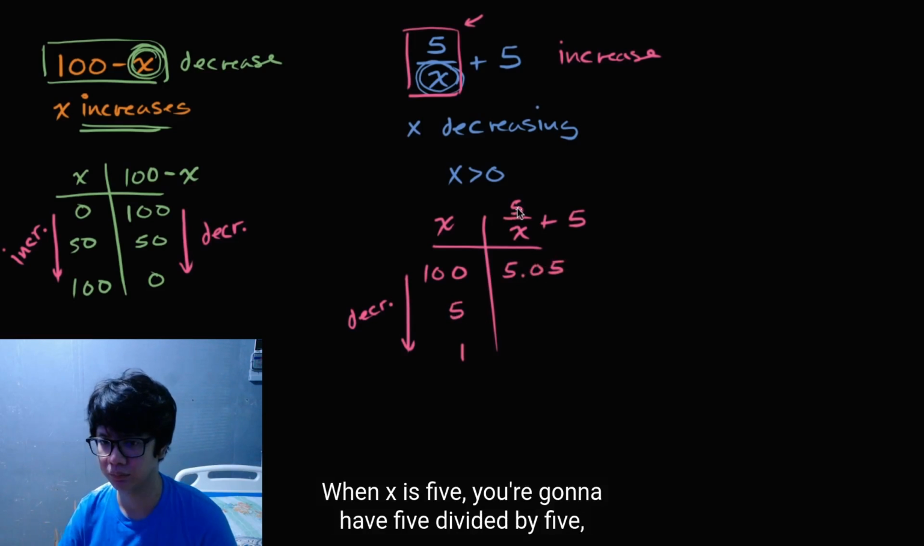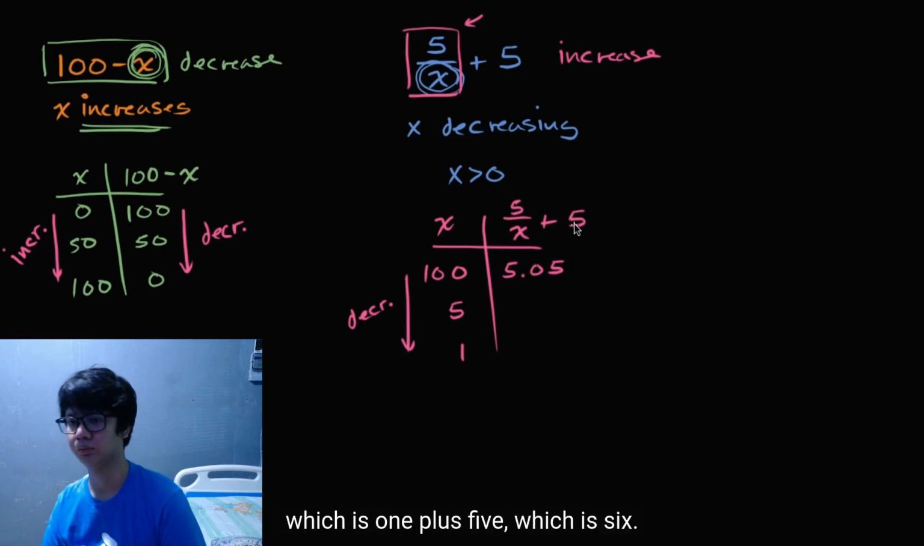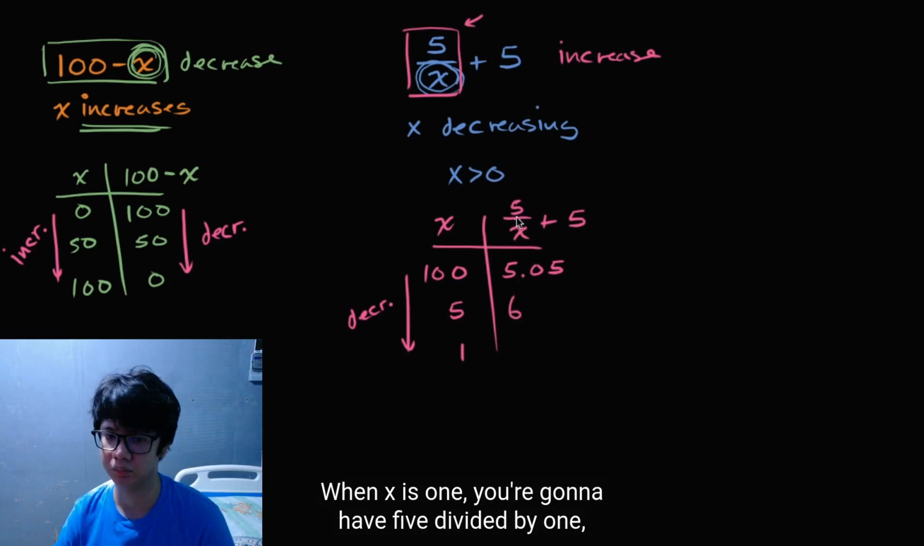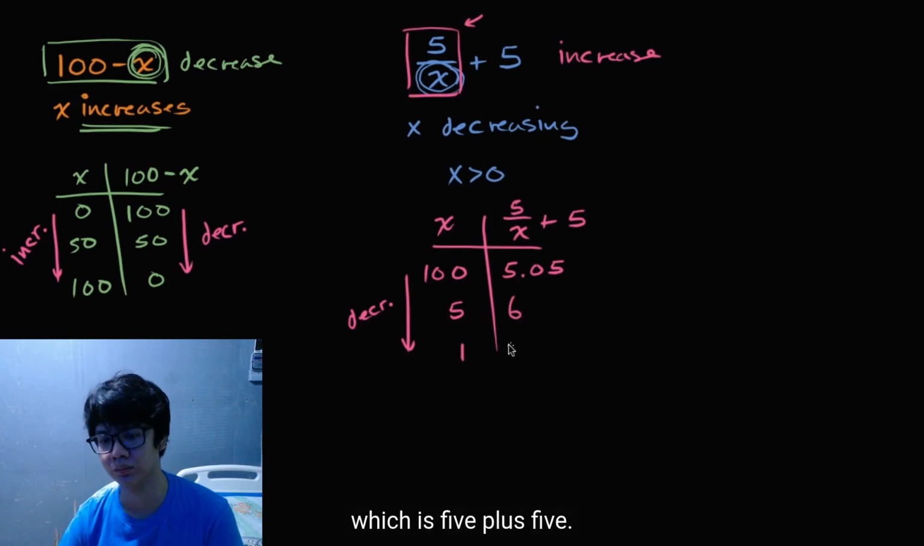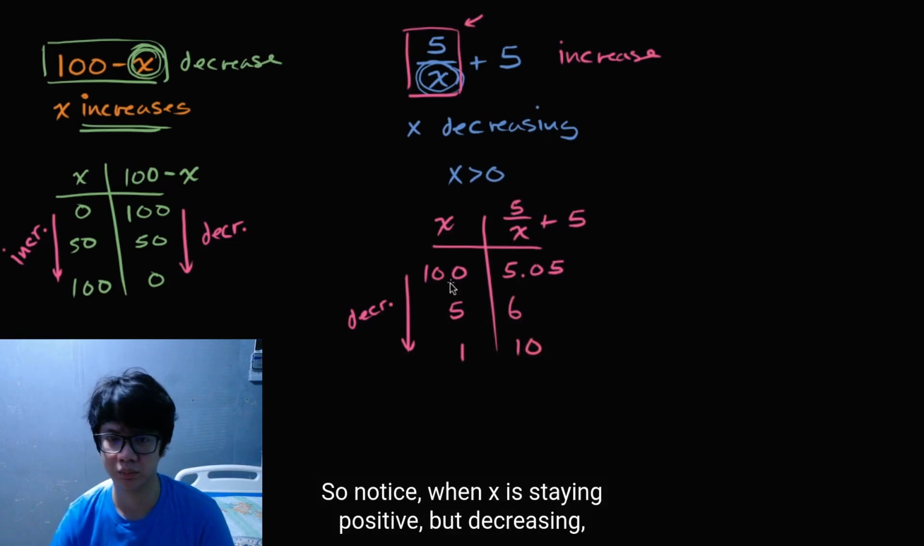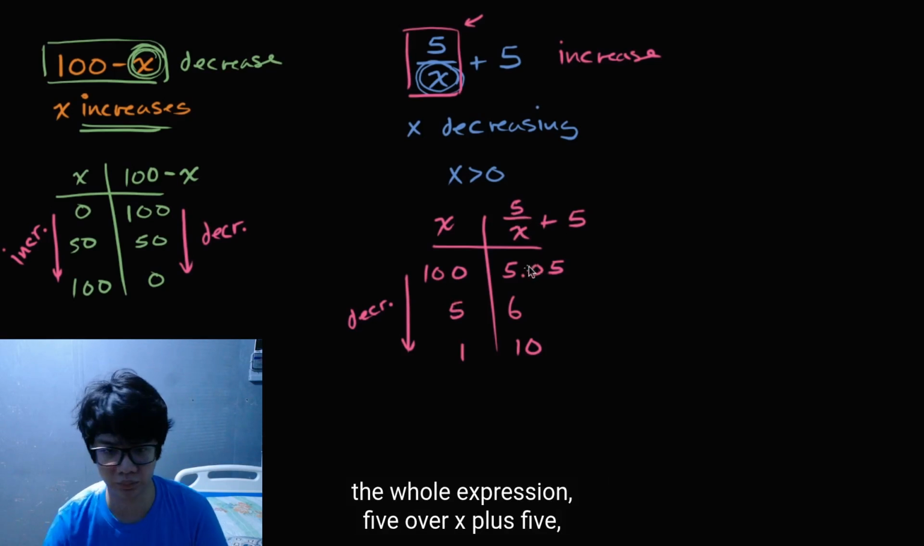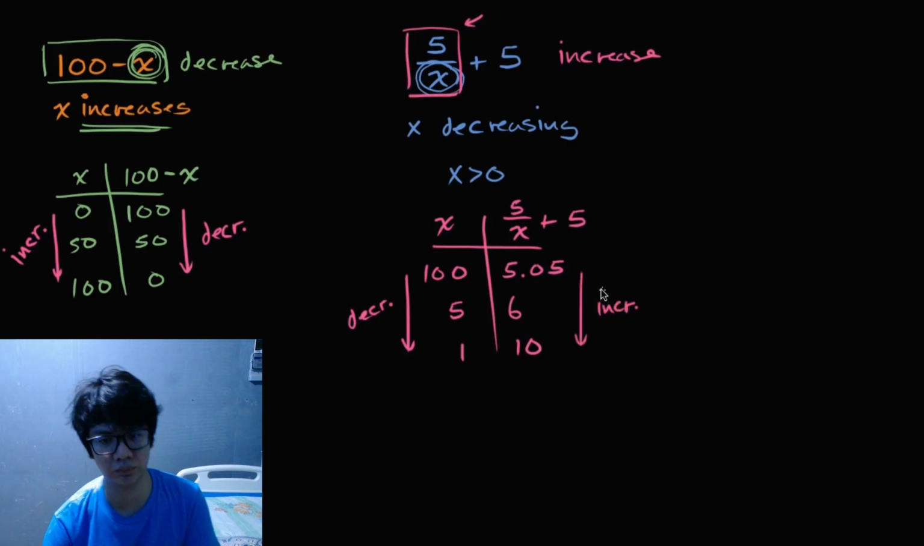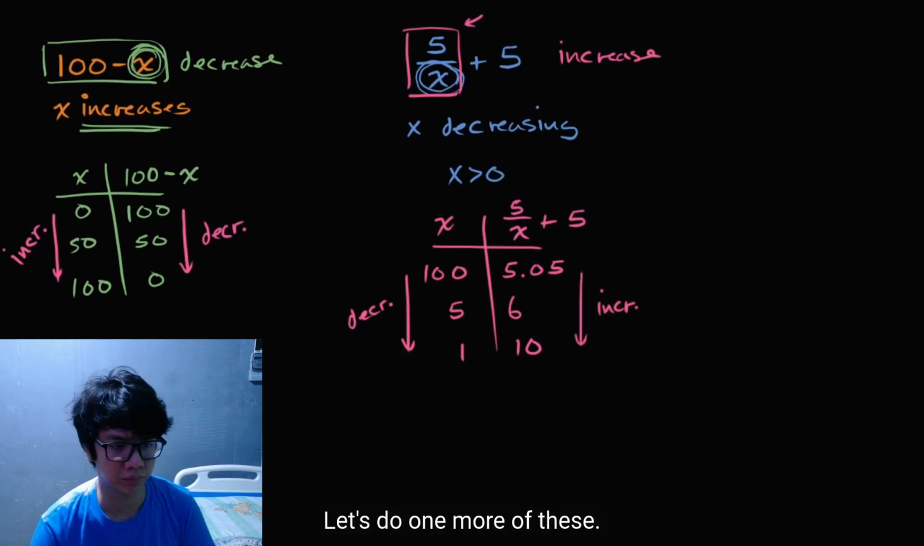When x is 5, you're going to have 5 divided by 5, which is 1, plus 5, which is 6. And when x is 1, you're going to have 5 divided by 1, which is 5, plus 5, which is 10. So notice, when x is staying positive but decreasing, the whole expression, 5 over x plus 5, is increasing. Let's do one more of these.